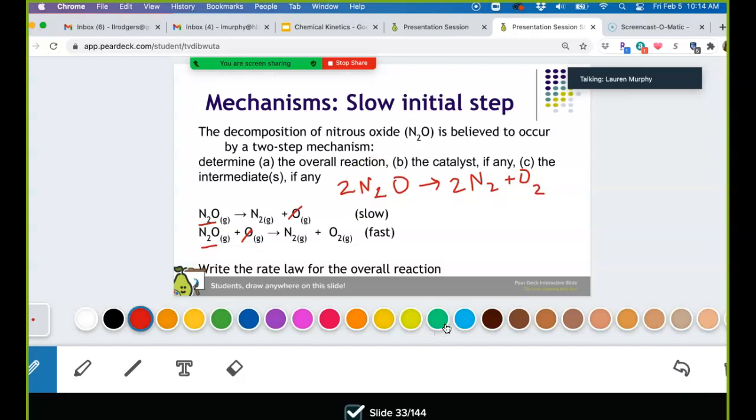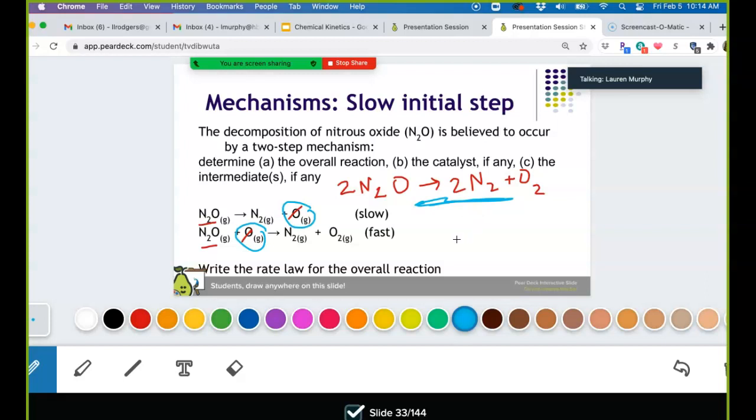All right. Catalyst. I do not see a catalyst in the reaction. I don't see anything that goes in and comes out unchanged. So this reaction doesn't have a catalyst. I do see an intermediate though. This guy, monoatomic oxygen, is produced and then consumed. So that's an intermediate. And again, notice you don't see monoatomic oxygen in your overall reaction.